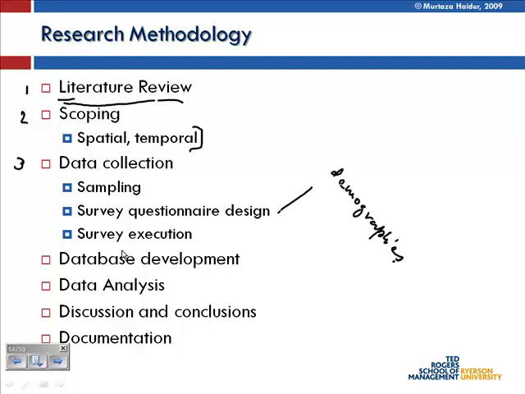And then once the database was created, the next step was data analysis. And in that data analysis, the relationships between solid waste generated and the household's demographic attributes were linked and studied, and correlations were studied, and dependencies were studied. Finally, the last stage is documentation, in which the whole research process was documented.